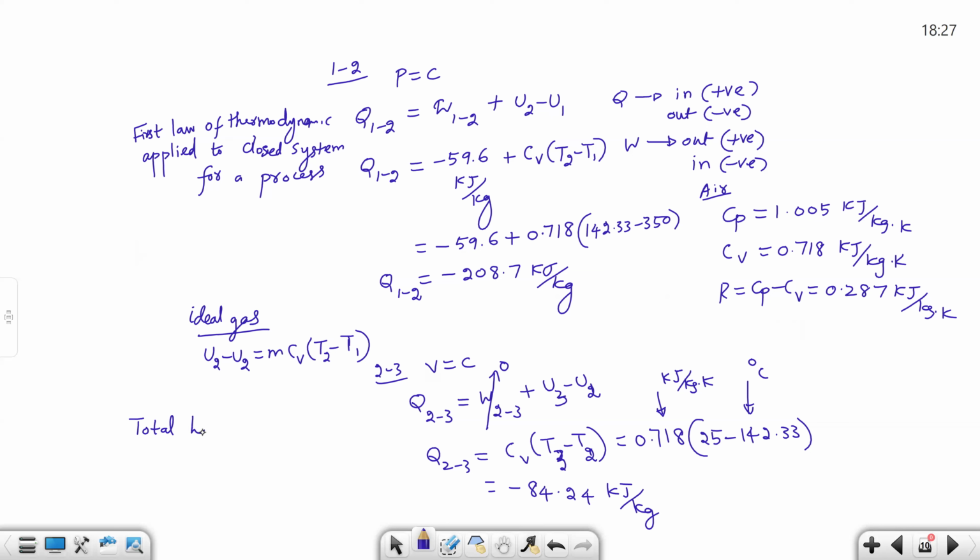So the total heat removed is Q1 to 3 equal to Q1 to 2 plus Q2 to 3. Q1 to 2 is minus 208.7. Q2 to 3 is minus 84.24. The negative sign indicates the heat is going out of the system.